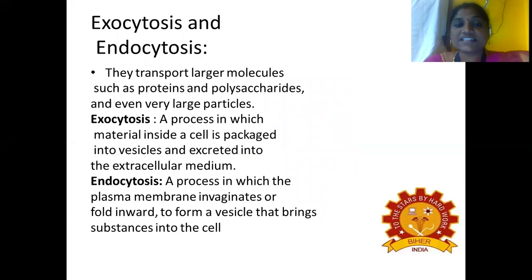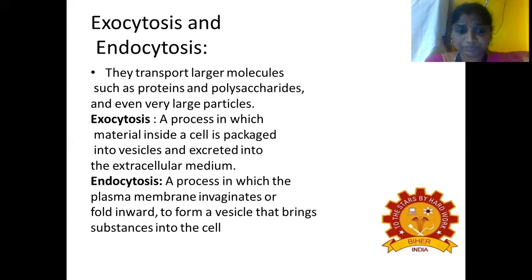And then the next example of active transport is exocytosis and endocytosis. They transport larger molecules such as proteins and polysaccharides and even very large particles. Exocytosis means a process in which material inside a cell is packed into vesicles and excreted into the extracellular medium. And endocytosis means a process in which the plasma membrane invaginates or folds inward to form a vesicle that brings substances into the cells.